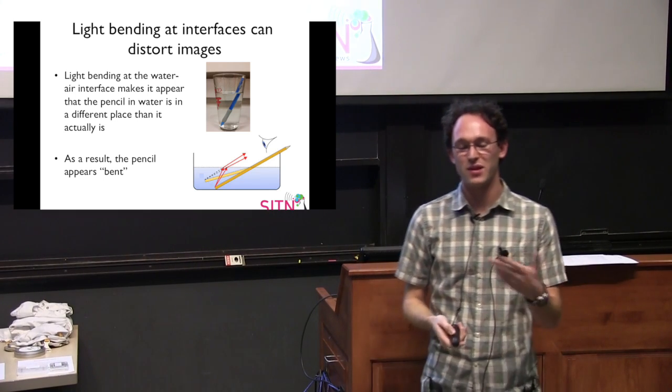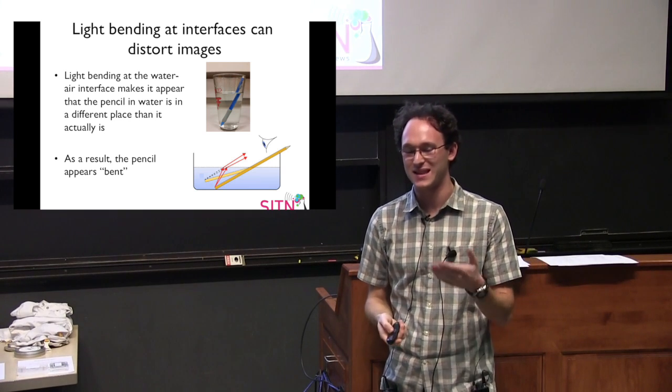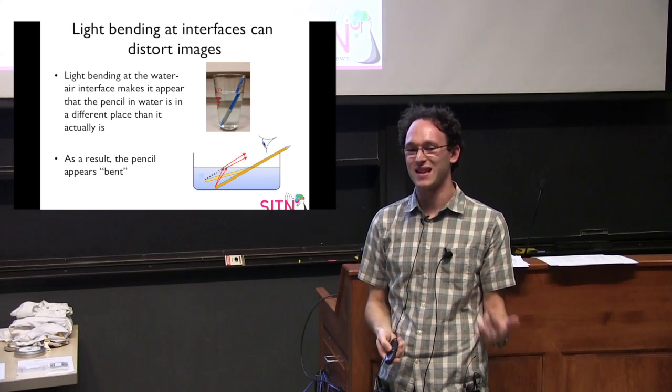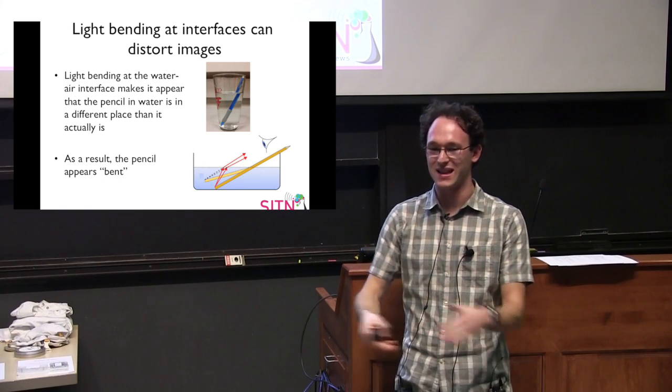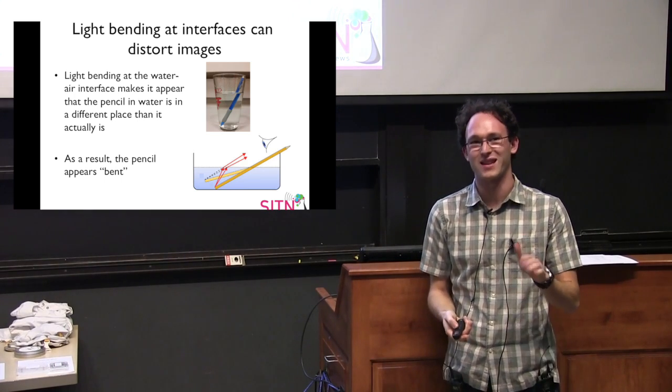You can try this if you look into a pool of water and see something on the floor, and then stick your head in the water so that the light doesn't have a chance to bend when it goes through the air. You'll see that they shift position if you're looking at the right angle.